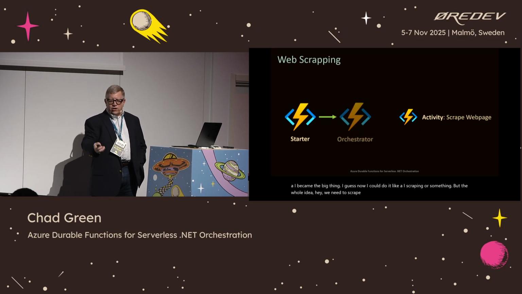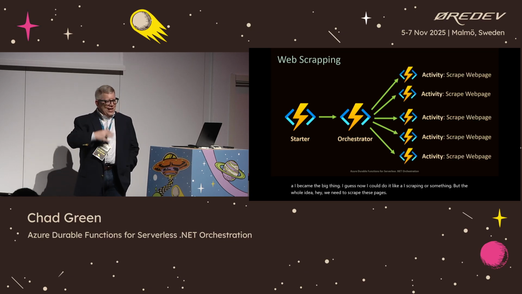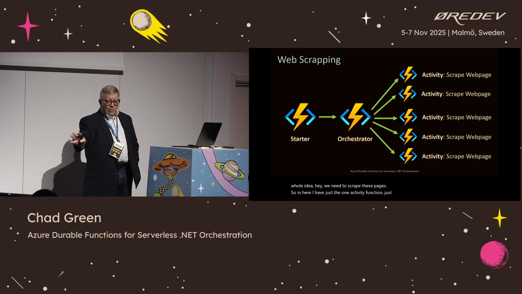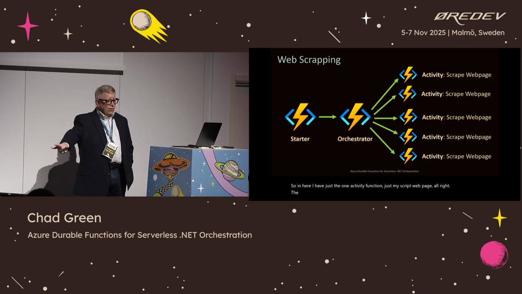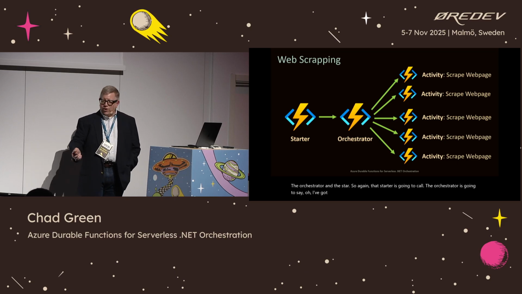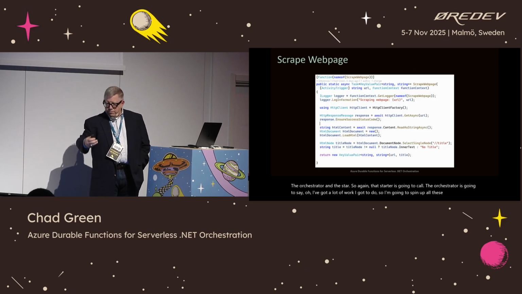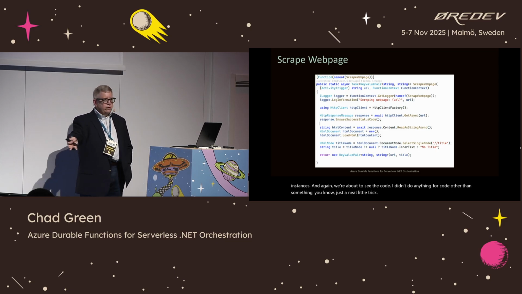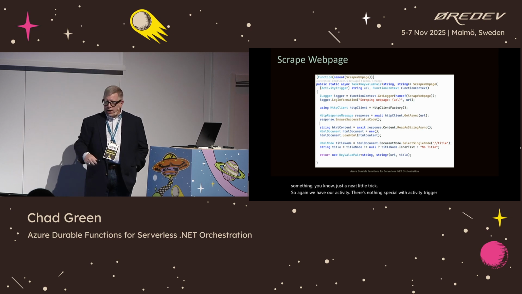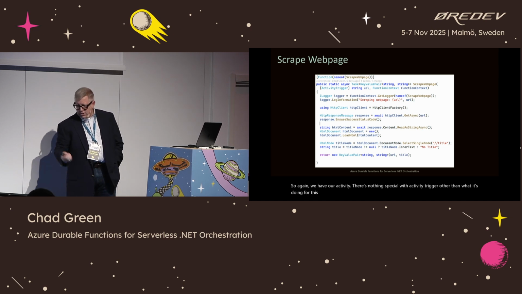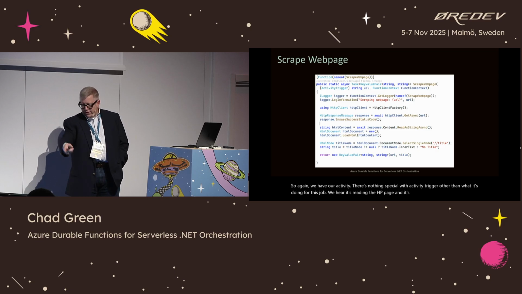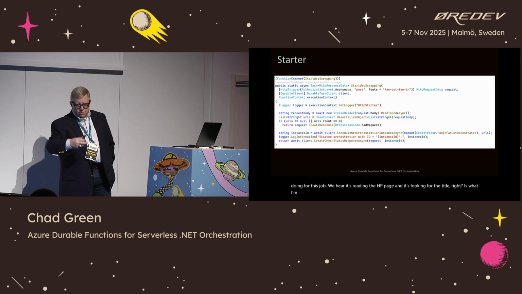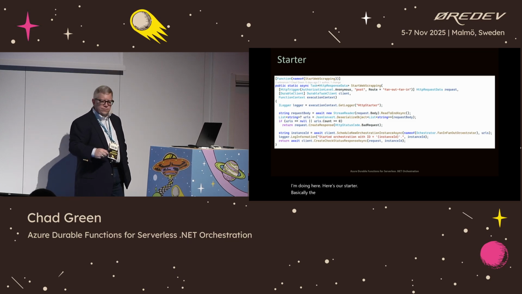So again, that starter is going to call the orchestrator. The orchestrator is going to say, oh, I've got a lot of work I've got to do, so I'm going to spin up all these different instances. And again, we're about to see the code. I didn't do anything for code other than just a neat little trick. So again, we have our activity. There's nothing special with the activity trigger other than what it's doing for this job. Here it's reading an HTTP page and looking for the title. Here's our starter, basically the same thing we saw in the first starter.